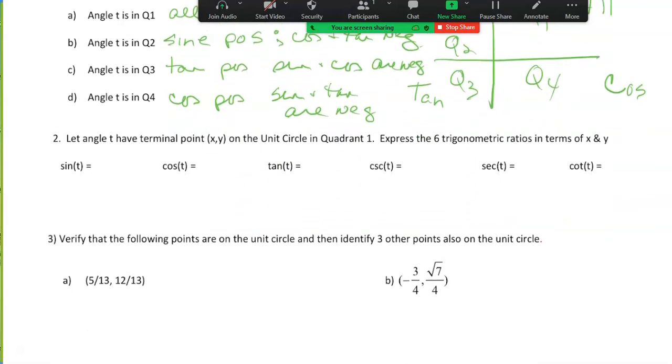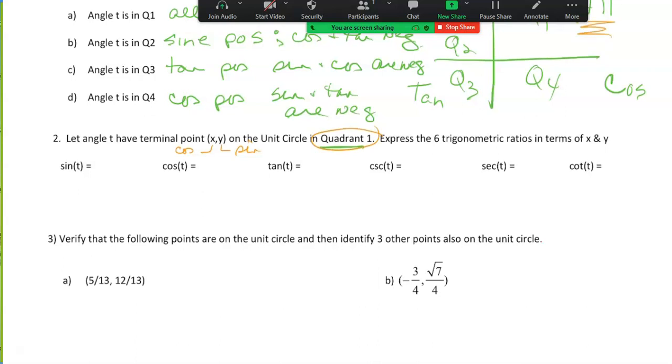Okay, question 2. Let angle T have terminal points x, y on the unit circle in quadrant 1. Okay, so in quadrant 1, express the 6 trig ratios in terms of x and y. So remember, if the terminal point is xy, then x is always cosine, and y is always sine. Okay, you're in quadrant 1. Quadrant 1, everything is positive.